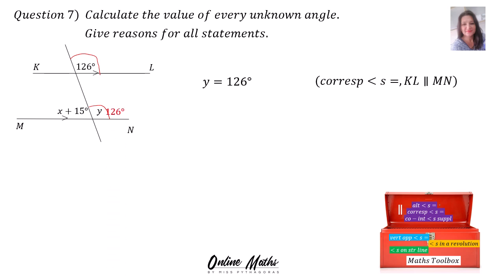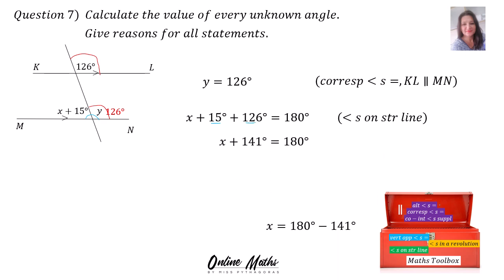So now that we know that y is 126 degrees, we can move over to x. And do you agree those two angles, they are adjacent angles on a straight line? So we can start by saying x plus 15 plus y, which is 126, is equal to 180, and our reason, angles on a straight line. And then we solve x. 15 plus 126 is 141. It walks across. X is 180 minus 141. X is 39 degrees.